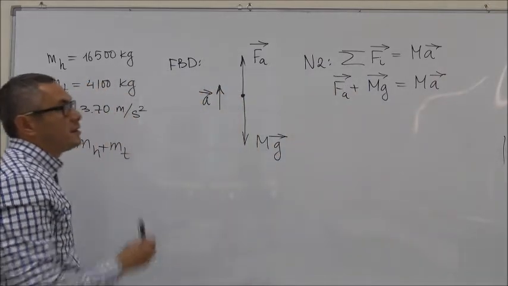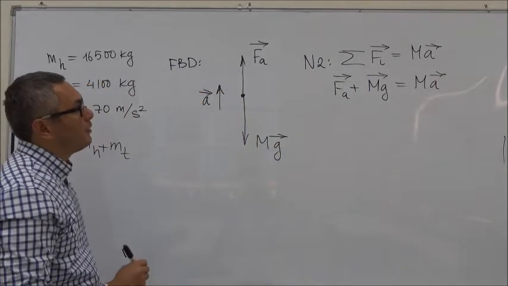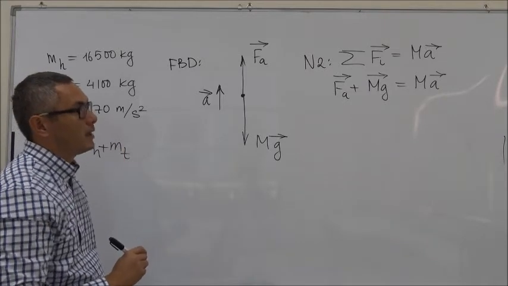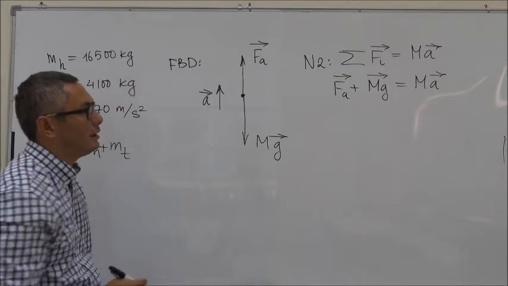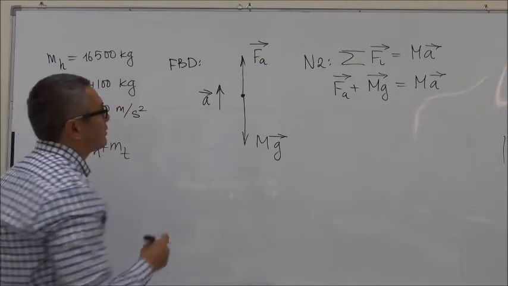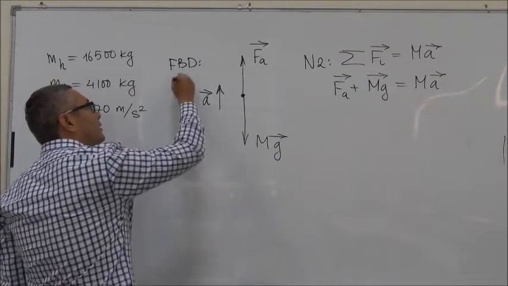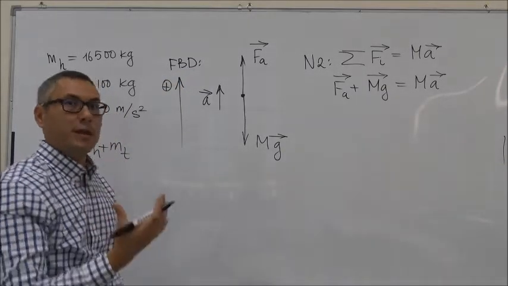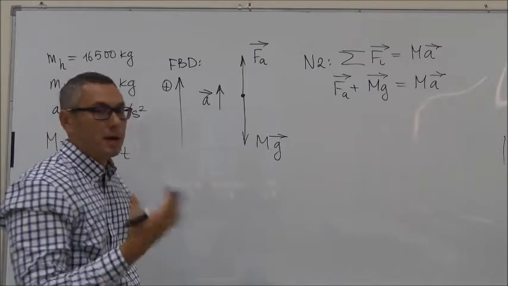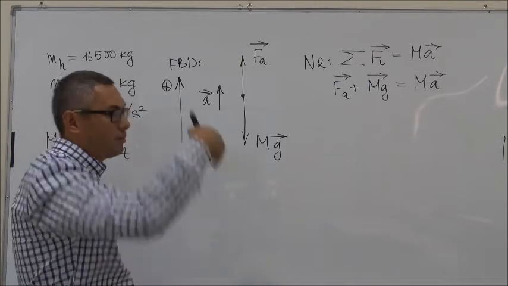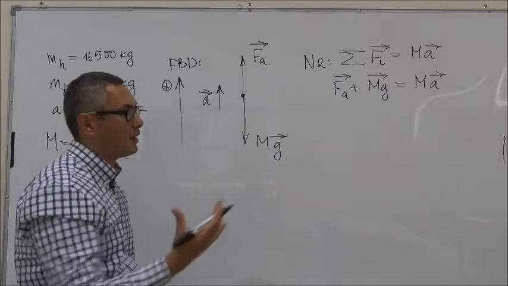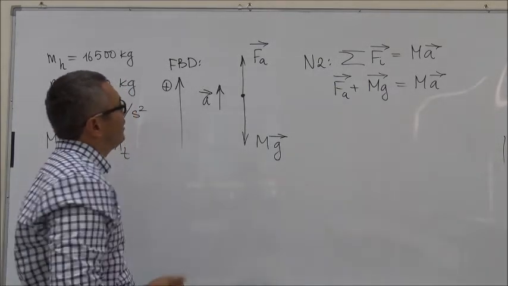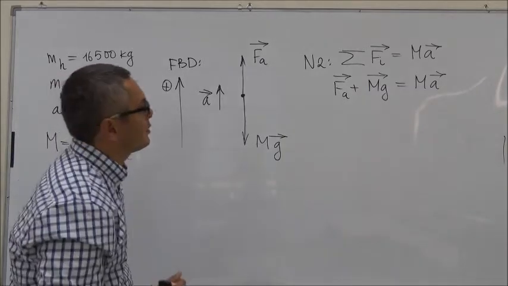Now, in order to find the magnitude of the force of the air, we need to get rid of the vectors. To get rid of the vectors, we first need to introduce the positive direction. So let's say that the upwards direction is the positive direction. Now, the choice of which direction is positive is arbitrary. You can choose the direction pointing downwards as positive, and it will not change the final result. So I've chosen the upwards direction as the positive direction.